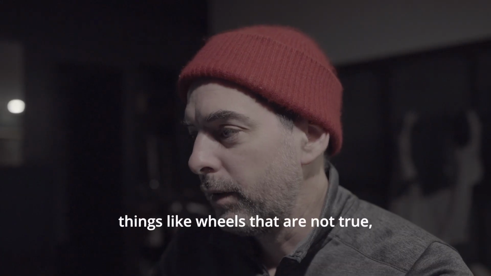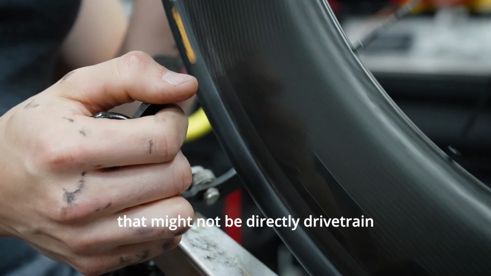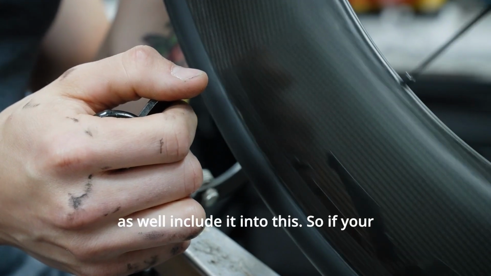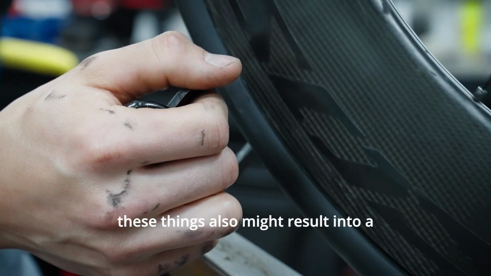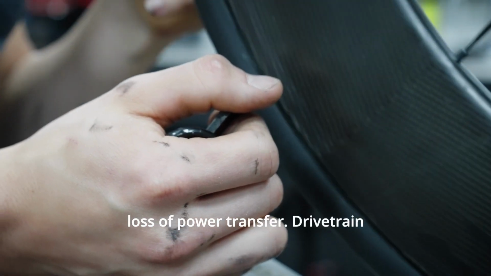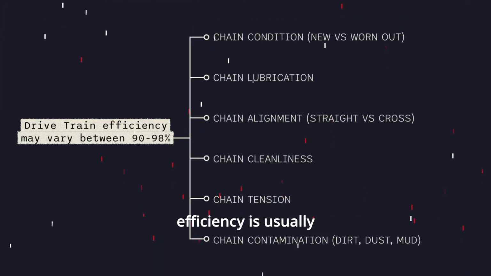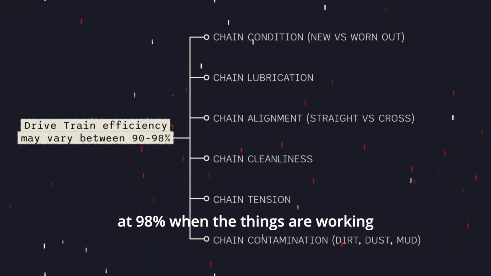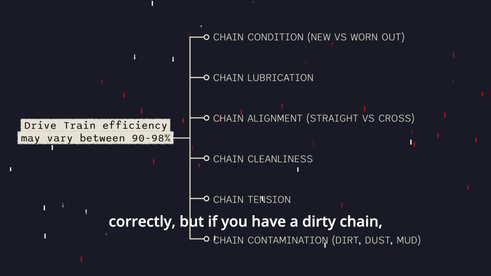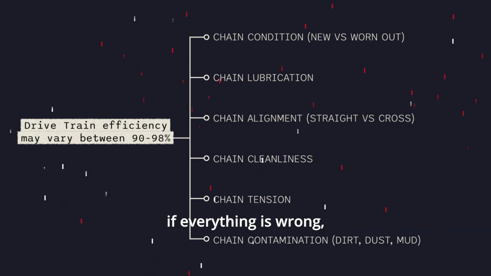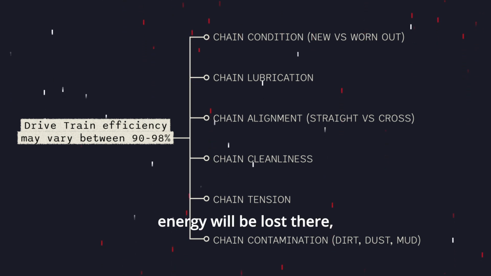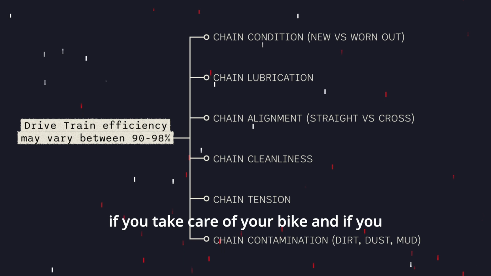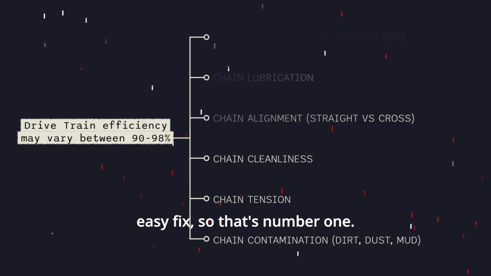You'll also have things like wheels that are not true, that might not be directly drivetrain efficiency, but I might as well include it in this. So if your wheel is wobbly because it's not been fixed properly, these things also might result in a loss of power transfer. Drivetrain efficiency is usually at 98% when things are working correctly, but if you have a dirty chain, if everything is wrong, then it can go down to about 90%, so some energy will be lost there, and this is something that, if you take care of your bike and look after things, is an easy fix. So that's number one.